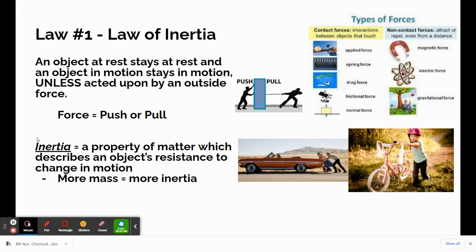Okay, so we talk about inertia. Inertia is actually a property of matter, and it describes an object's resistance to change in motion. So a good example of this is that a car has lots and lots of inertia compared to a bicycle. Okay, a car has a lot of mass. It is very hard to move a car. It takes a lot more force to move a car than it would to move a bicycle. So an object's inertia is really dependent on its mass as well as its velocity. If something's moving fast, it's going to be harder to slow down.